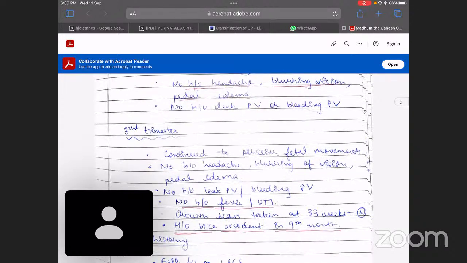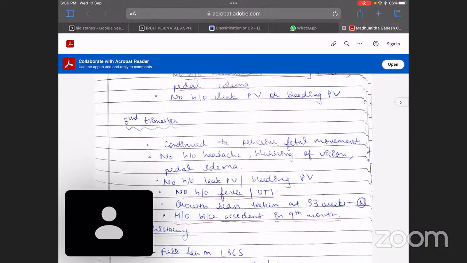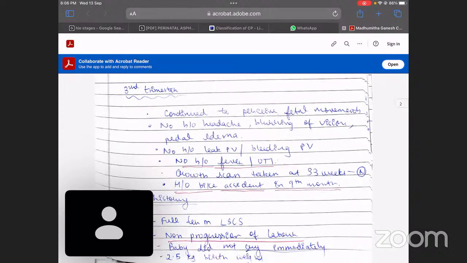Third trimester history: she continued to perceive fetal movements. There is no history of headache, blurring of vision, pedal edema, leaking per vaginum or bleeding per vaginum. There is no history of fever or UTI. Again in the third trimester, we ask about fever because if the mother has fever during pregnancy, it can cause an increase in interleukin 6 levels in the fetus, which increases the pro-inflammatory cytokines and can also lead to delayed developmental milestones.